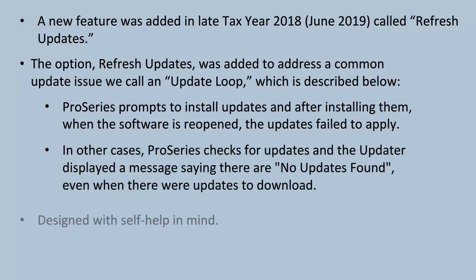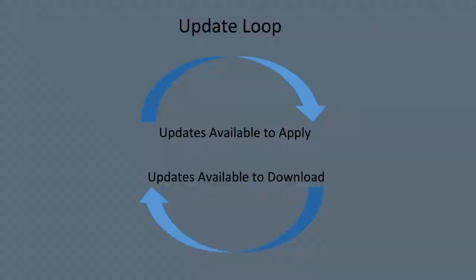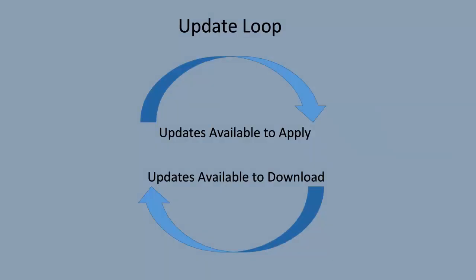The typical symptom I'm describing is either when ProSeries is opened, it prompts to install updates, and after installing them, they fail to apply. Or, ProSeries checked for updates, and the updater displayed a message saying there are no updates found, even though there were updates to download. As you can see, the new feature streamlines the process of correcting failed updates, as well as provides the opportunity to self-help, and can save you valuable time and effort correcting issues associated with failed updates. The symptoms I mentioned happen in a circular fashion, which is why we refer to them as an update loop.